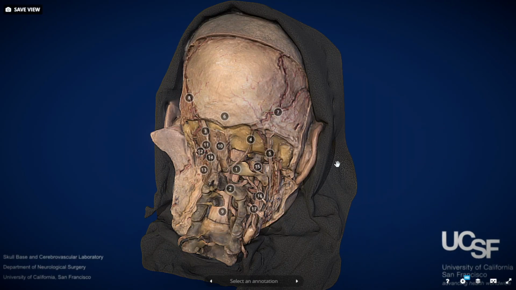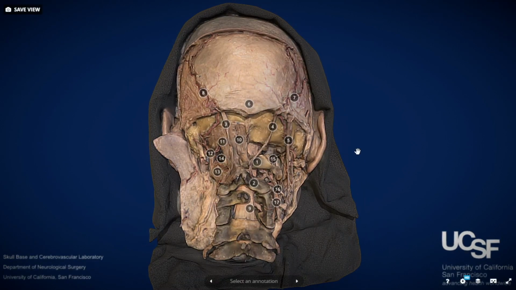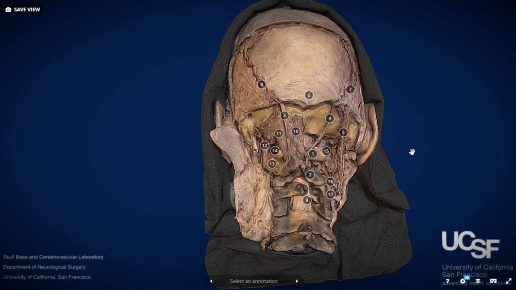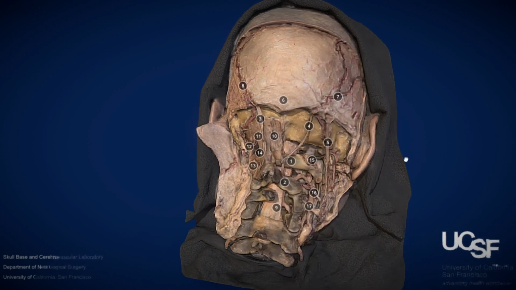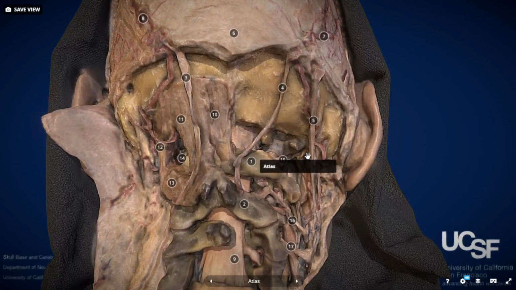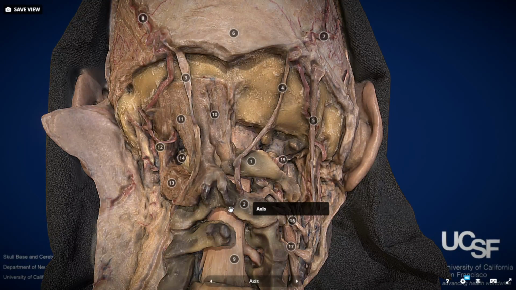Great. This 3D model allows us to explore the craniocervical junction from a posterior perspective, and the main neurovascular components, as well as the suboccipital group of muscles. So let's start identifying the osseous components. What we see here is the posterior arch of atlas. Inferiorly, we can identify the lamina of the axis and the bifid spinous process of the axis.